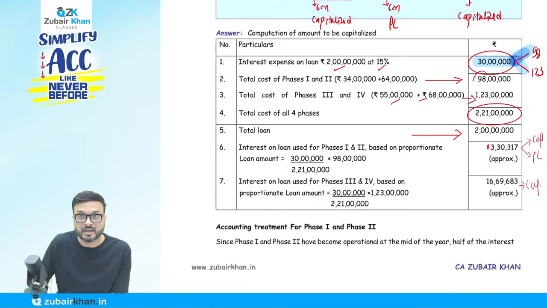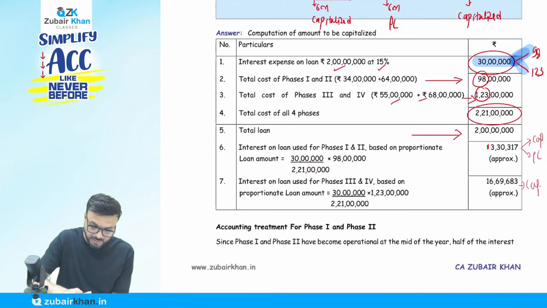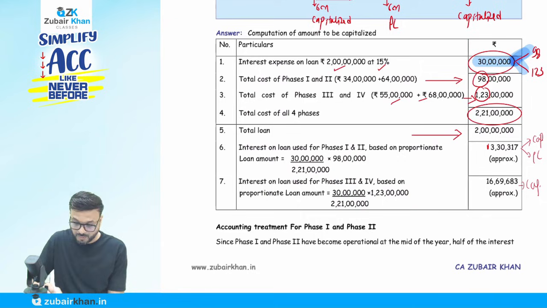This 98 and 123. So what do they do? 30 lakhs. Just give me a minute. 98 plus 123, 221. So 30 lakhs divided by 221 multiplied by 98. Yes, that is okay. One more thing in your notes, they have mentioned 3,30,330. Basically, it is 13 lakhs. So add 1 here. Okay.